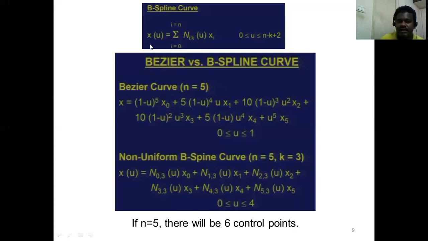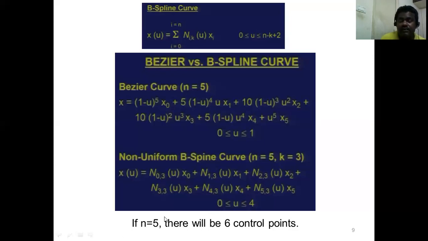This shorter form is expanded here. So these are all the coefficients: N_{0,3}, N_{1,3}, N_{2,3}, N_{3,3}, N_{4,3}, N_{5,3}. Finding out these coefficients is a very tedious process. We cannot have a direct formula to calculate this one. So this curve evolved because of the evaluation by software. Manual calculation is very difficult. Okay, if n is equal to 5, it means there will be 6 control points. This one we have to remember.